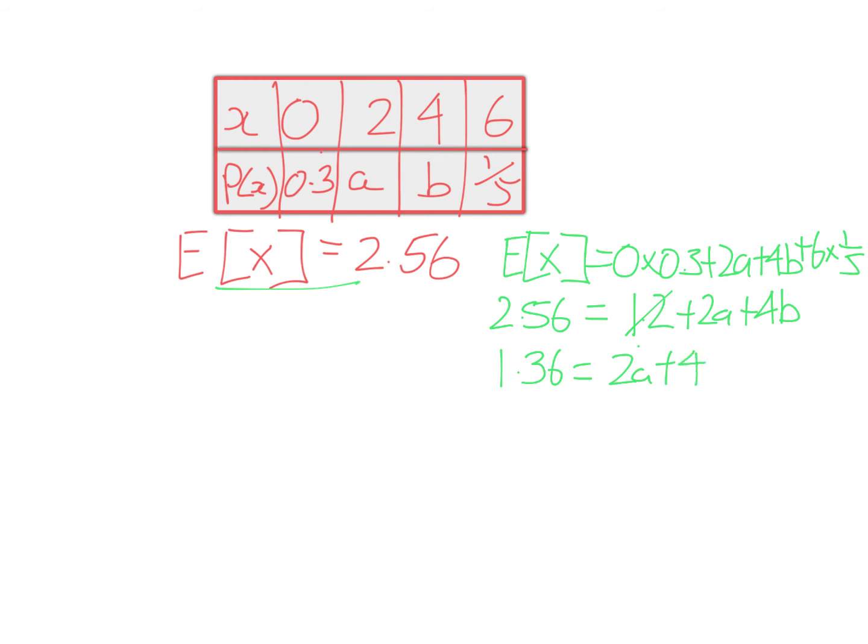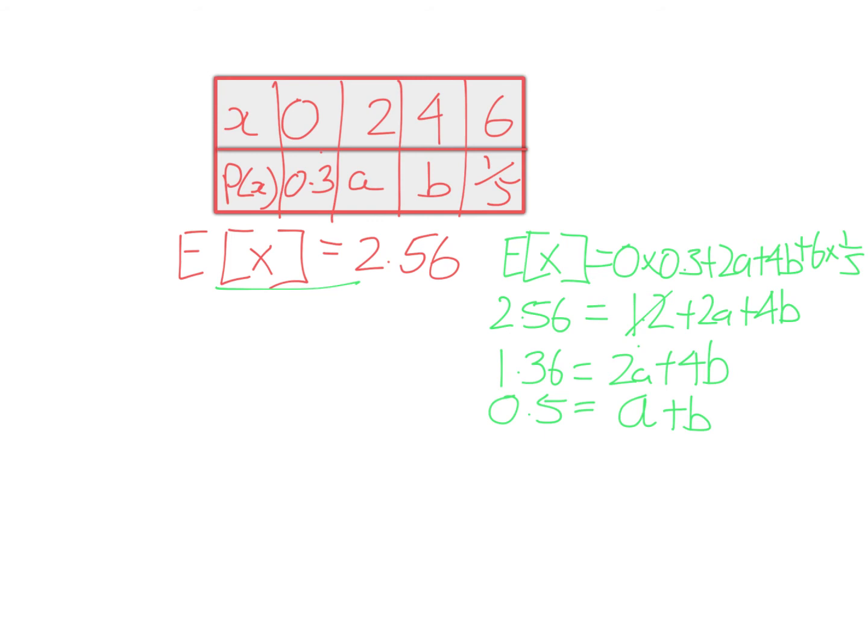You should probably have figured out by now that if I want to find two unknowns, I need two equations. This gives me one equation. So what would be the other equation? Well, for this to be a valid probability distribution, all of these would need to add up to 1. So 0.3 plus 0.2 is 0.5, so my other equation is A plus B must equal 0.5.